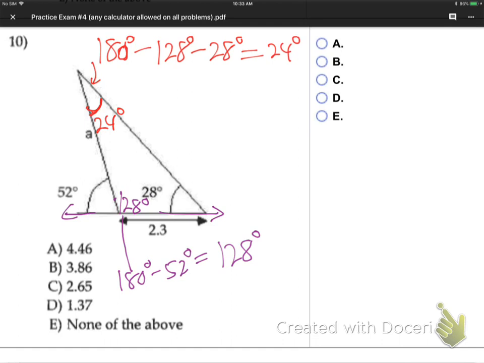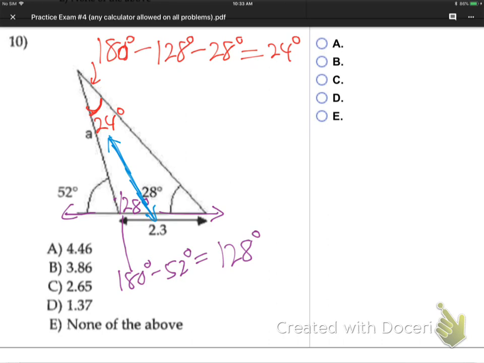Okay, so what? I've got all the angles. Now do you see what I can do? Now I have an angle and the side across from each other, don't I? I have a pair. I could do law of sines now. As soon as you get angle and side across, you know you can do law of sines.